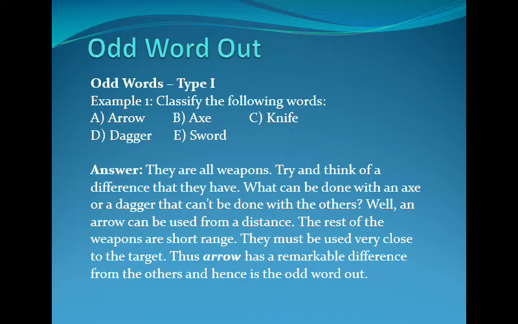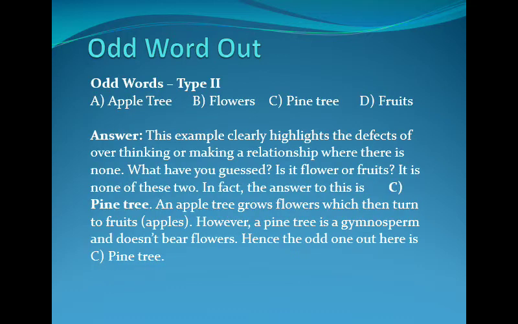it says that an axe, knife, dagger, and sword are items or weapons which are used in short range. That is, when you attack with an axe or a knife or a dagger or a sword, the other person, or maybe if it is a tree, you would probably use an axe. So this is used for cutting only in short range, whereas you can use an arrow from a long range. So that's the difference, and the odd word over here would be arrow. Let's have a look at one more example.